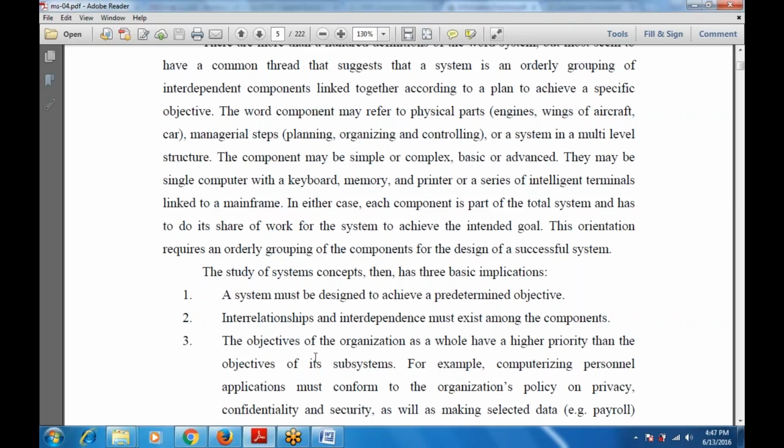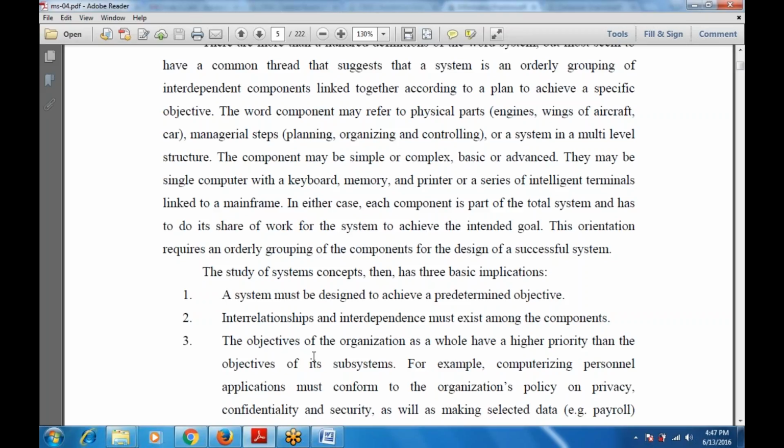Then interrelationship and interdependence must exist among the components. That is, there are multiple parts of the system that must be interlinked, or interdependent with each other. There is a relationship among these components. Then the third implication is that the objectives of the organization as a whole have higher priority than the objectives of its subsystems. So the objectives of the organization as a whole have a higher authority than the objectives of its subsystems.